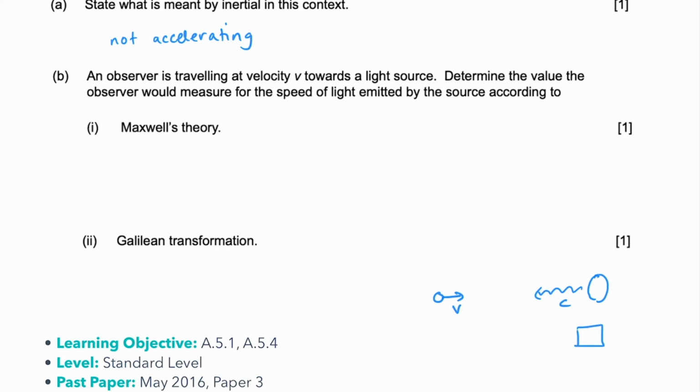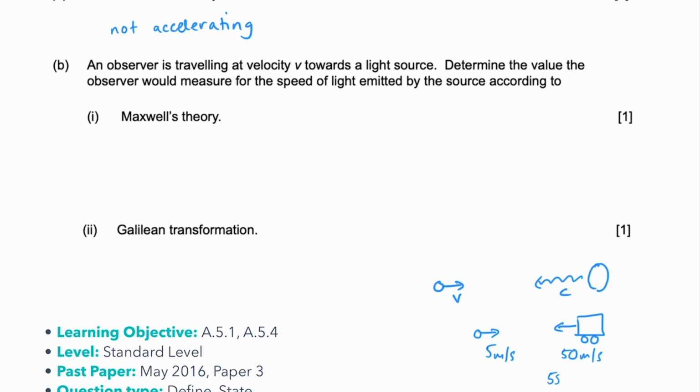And that, of course, harks back to when we did examples in step 1 where a train's moving towards somebody at 50 metres per second, the observer's moving towards it at 5 metres per second, then the Galilean suggestion would be that the observer's observed speed would be 55 metres per second. It's a simple addition. So the answer for Galilean is c plus v.